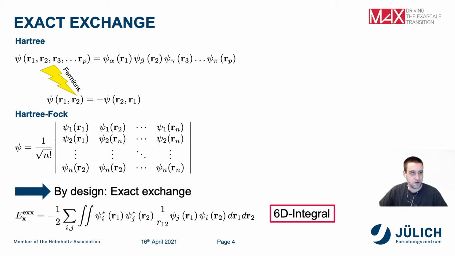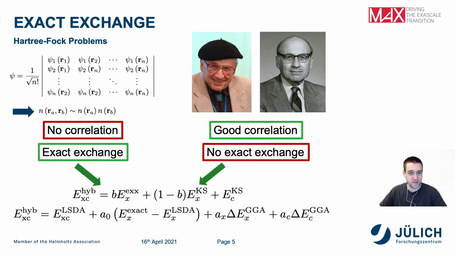In order to understand what we do in hybrid functionals, we have to look at Hartree-Fock calculations. So in the normal Hartree calculation, we assume that the wave function is just a product of the single particle wave functions. But this doesn't really work for fermions, because if you exchange two particles, the sign stays the same, whereas for fermions we want the sign to switch so that they don't occupy the same position in space. In Hartree-Fock, we enforce this by using the Slater determinant rather than a simple product, and then by design we have exact exchange. Now, Hartree-Fock calculations aren't perfect, and there's a reason why we don't use them very often. And this is what leads to the hybrid functionals.